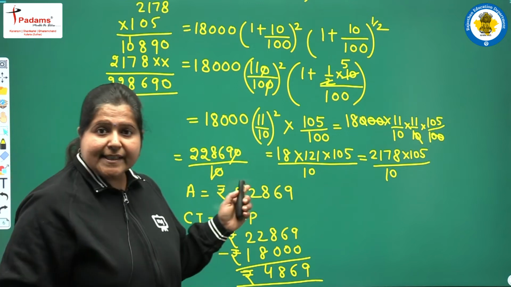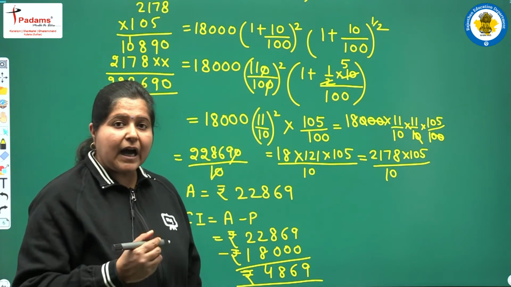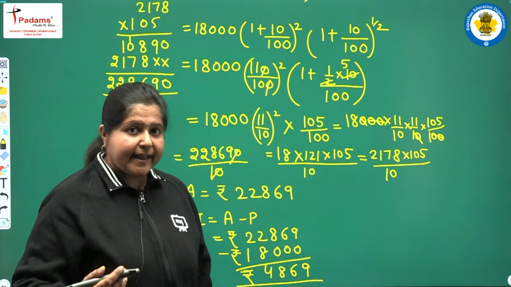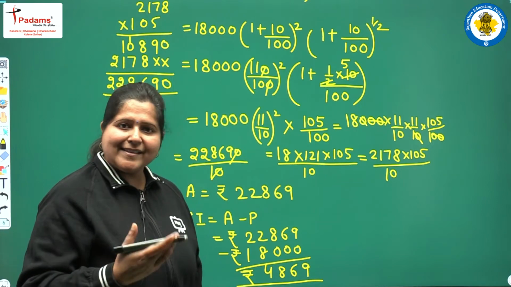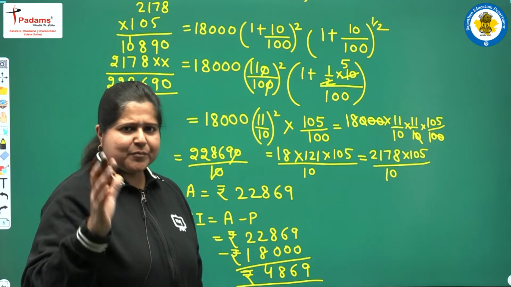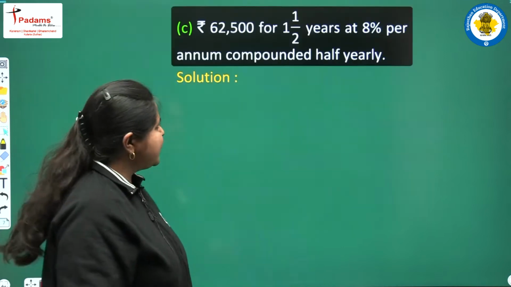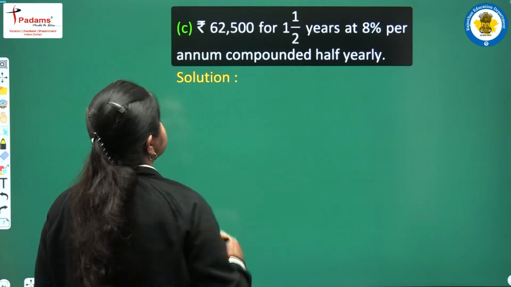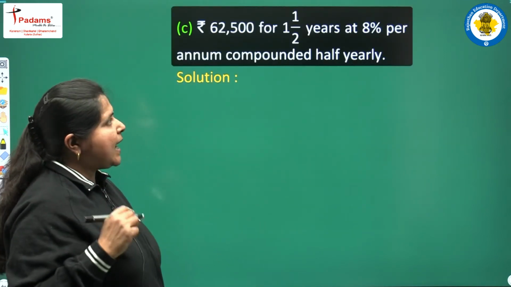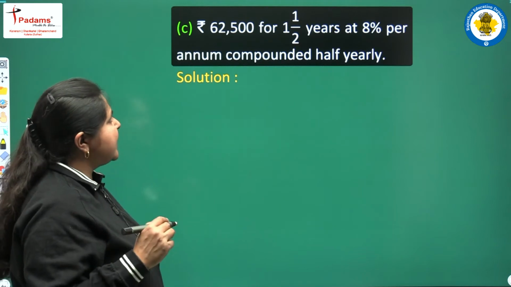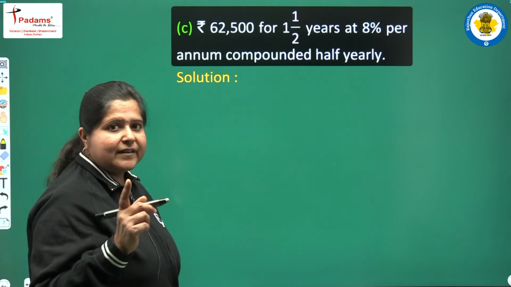तो आप इस तरह से भी इसको सॉल्व कर सकते हैं, या फिर आप 2 years का पहले अलग से निकाल लीजिए और रिमेनिंग हाफ ईयर का अलग से इंटरेस्ट फाइंड आउट कर सकते हैं. इट्स अप टू यू नाउ. वी टेक वन मोर पार्ट हियर. This one, rupees 62,500 for 1.5 years at 8% per annum compounded half yearly.